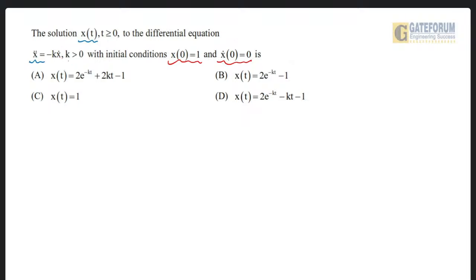Here one of the terms, a dependent variable derivative, the first derivative, is on the right side. Just write this term on the left side so that the right side becomes 0, then only it is called a homogeneous and linear equation whose solution is the complementary function only.